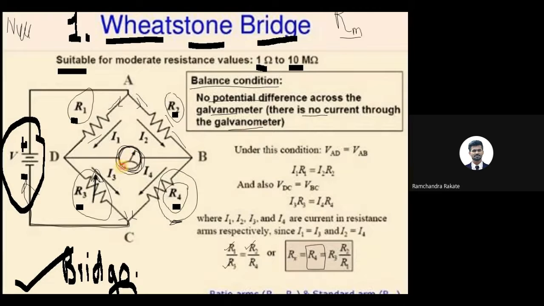If no current flows through the galvanometer, it means all the resistors now have an equal amount of current, because you know KCL and KVL. What does the current law KCL say? The amount of current flowing in and the amount of current flowing out, their summation is zero. So if there is no current, that's why the galvanometer will not have any deflection.